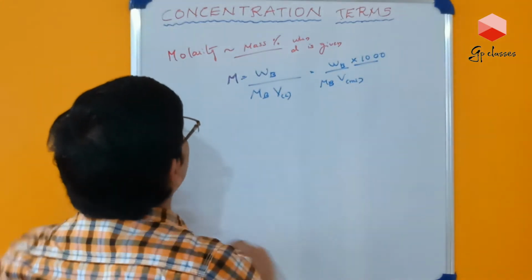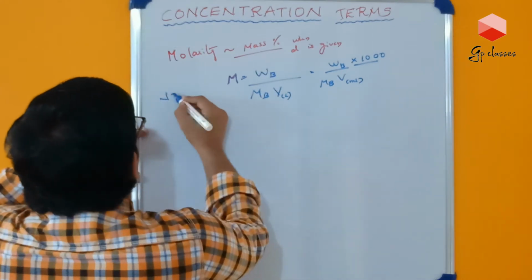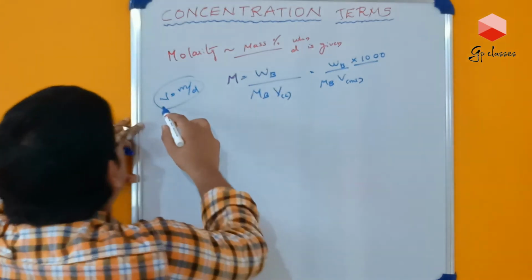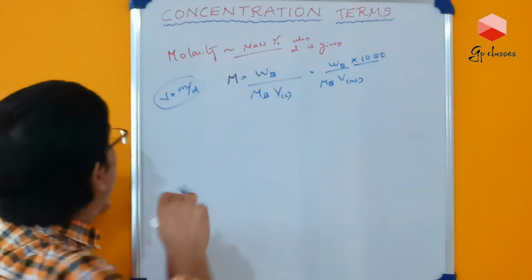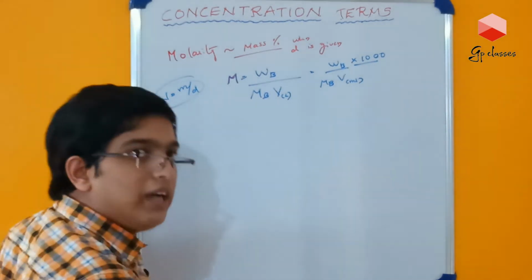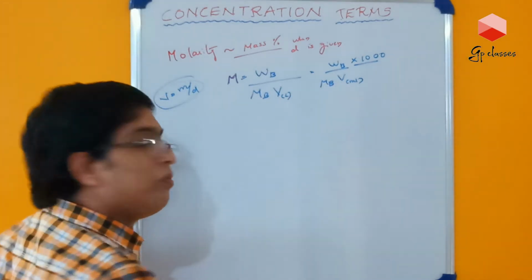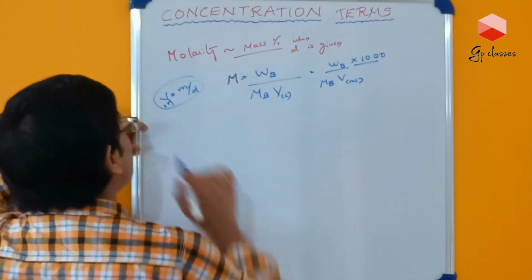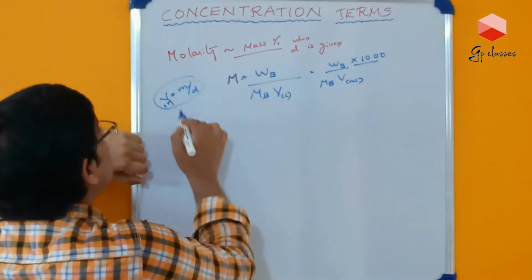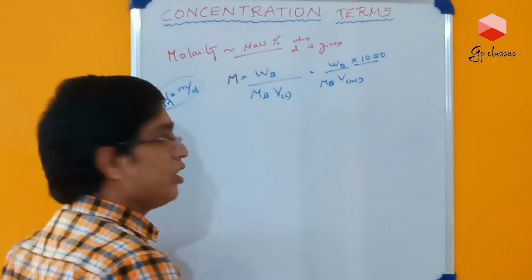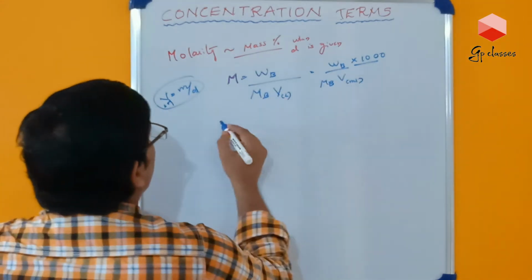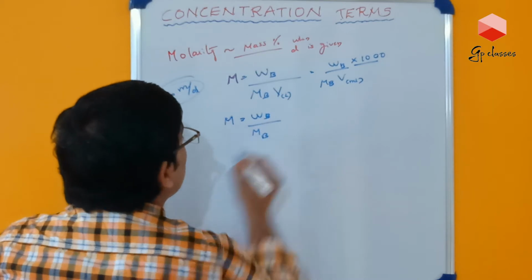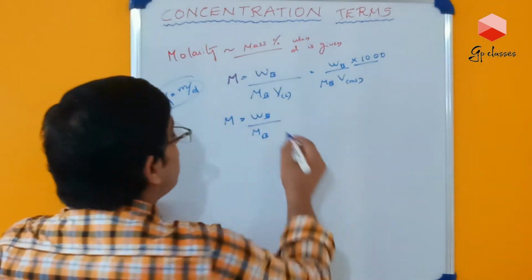Now you know a basic equation: volume is equal to mass by density. Do you remember this basic equation? From that, I am substituting the volume. This is the volume of solution, so the volume of solution is equal to the mass of solution divided by the density of solution. So I can write molarity is equal to WB by MB, and the volume is mass by density, that is the net mass.